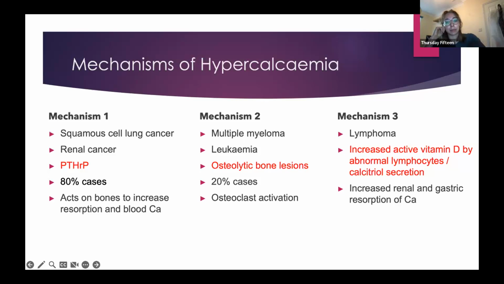Mechanism 2 is the one that's in multiple myeloma and leukemia. So the osteolytic bone lesions, because of osteoclast activation, leads to calcium in the bones, in the blood, sorry. And then the last mechanism is much more rare, but it increases your active vitamin D, the cancer, which means that your kidneys and your stomach resorb more calcium. So those are the three main mechanisms of hypercalcemia. And does anyone know, other than squamous cell lung cancer, renal cancer, myeloma, what other cancers are common to see hypercalcemia in?